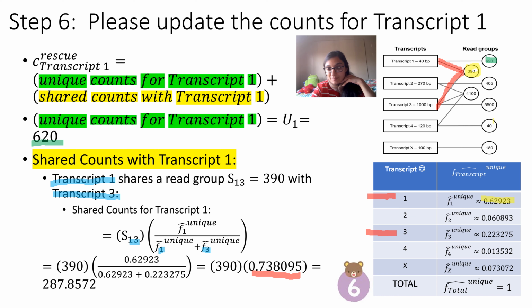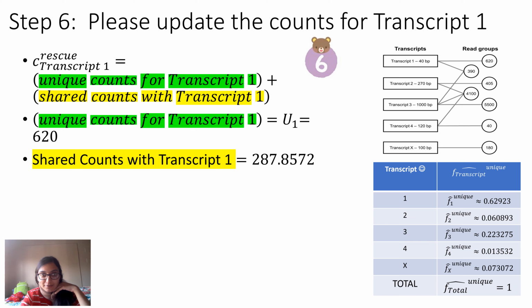So we should expect 1 minus this value, which would be about 0.26-something to come up. 1 minus 0.738 would be about 0.262. Then we just multiply this out, the scaling factor like this. This becomes this value here, 287.8572, and that's what we get here. So we take the 620 and this 287, and we get a new value.